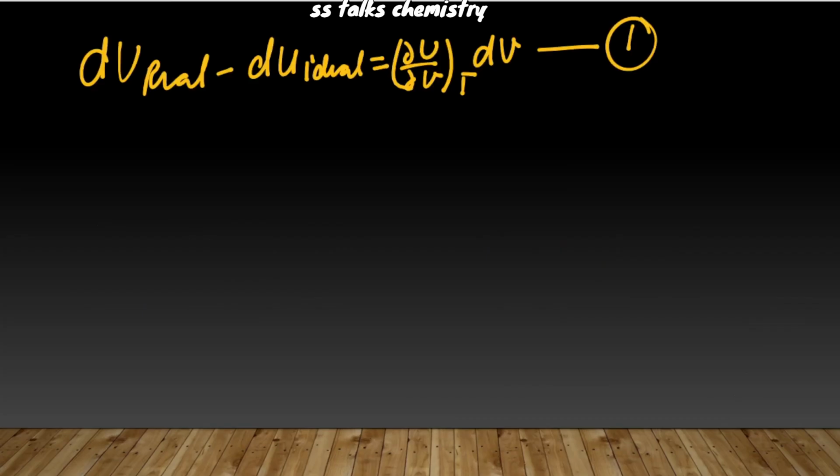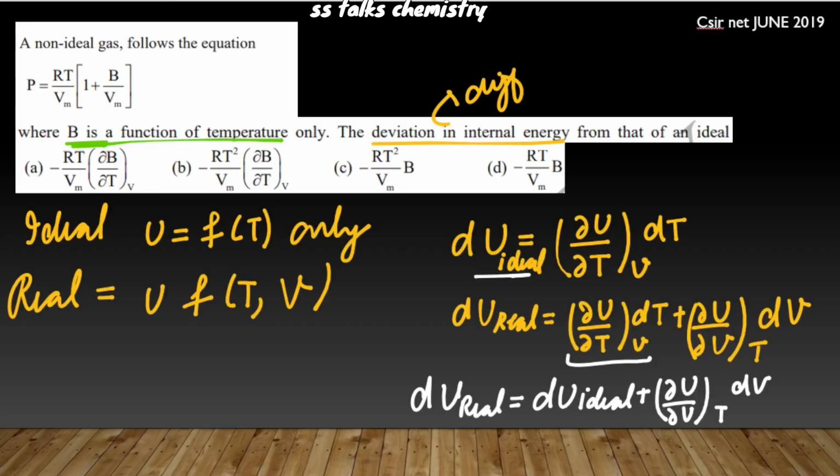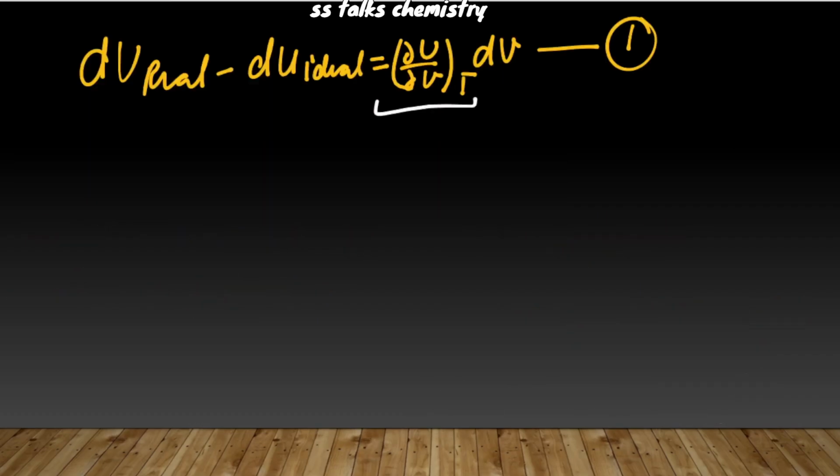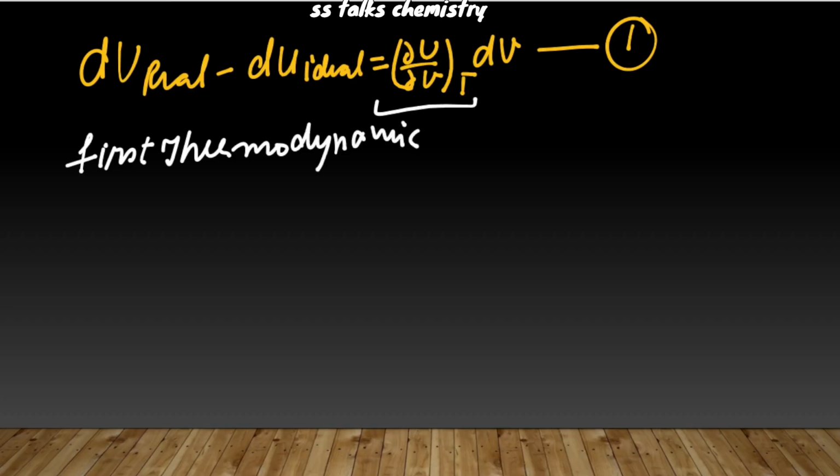Now (∂U/∂V) at constant temperature, this value we can find using our first thermodynamic equation of state. But the equation we will make use of is that of the non-ideal gas which is given to us. You are seeing how many questions have been asked from these equations of state only. So make sure you do this very well.